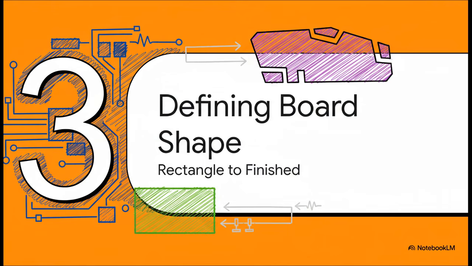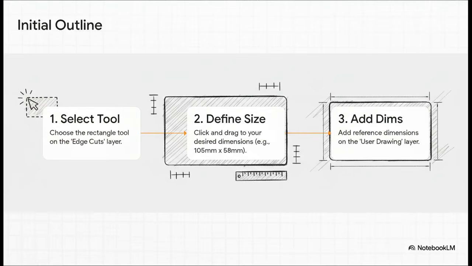All right, let's actually draw the physical footprint of our circuit. We're going to start with just a plain old rectangle, but then we're going to refine it into something that looks sleek and professional. Using the rectangle tool, we'll draw out our board, say 1005 by 58 millimeters. Now, here's a little pro tip for you. Switch over to a layer that the manufacturer ignores, like user drawing, and add your own dimension lines. These are purely for your own reference, so you can easily see your board size while you're working.